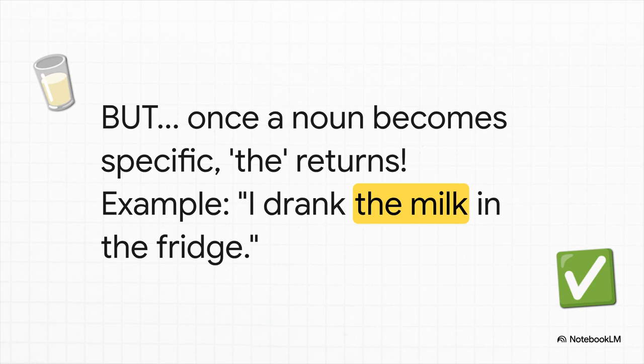But, and this is the part that ties it all together, the second you make one of those general nouns specific, the jumps right back into the action. So, I drank the milk in the fridge. See that? We're not talking about milk in general anymore. We're talking about that specific milk sitting in that specific fridge. Specificity is always, always the key.